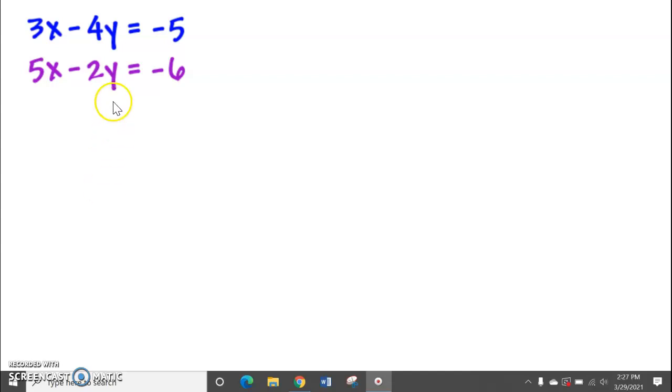Remember, you have to find a number that you're going to multiply either the first equation or the second equation by to make opposites. I'm going to give you a hint. Focus on the y's. Figure out, what do I multiply a negative 2 by to become the opposite of a negative 4, which would be a positive 4. Think of that. Good luck. Pause the video and try.